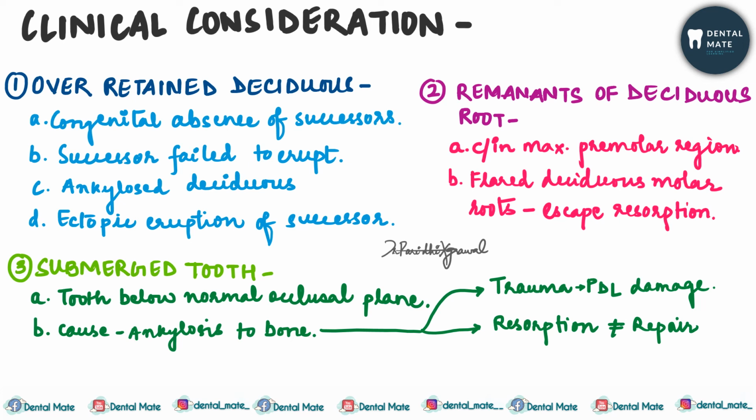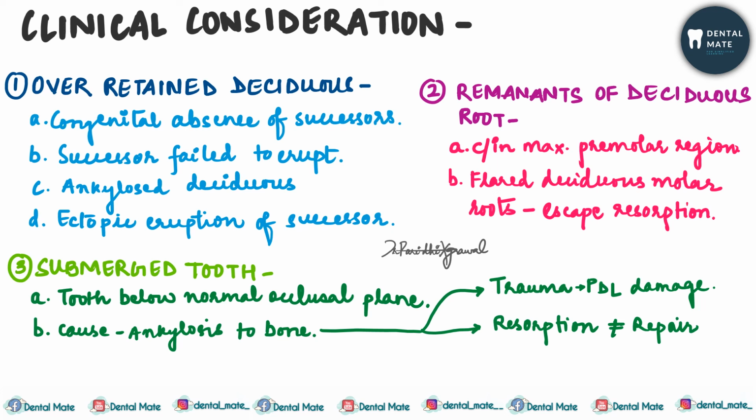What could be the causes of ankylosis? There could be a trauma or damage to the periodontal ligament. There is an imbalance between the repair and the resorption process. Now, because of this, the submerged tooth is unable to undergo the normal physiologic tooth movement. So there is no compensation for the increase in the bone height, right?